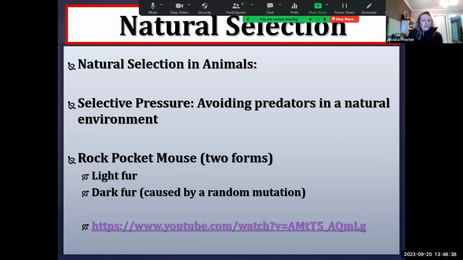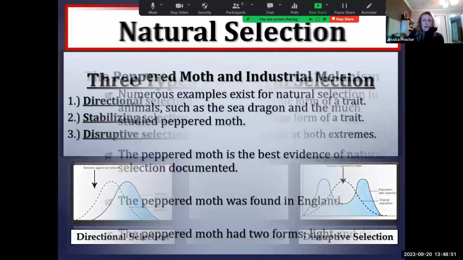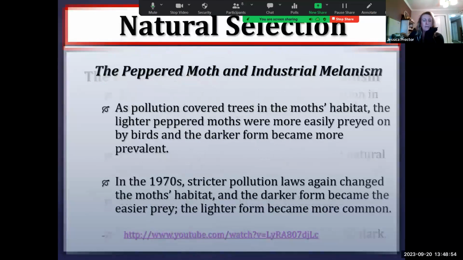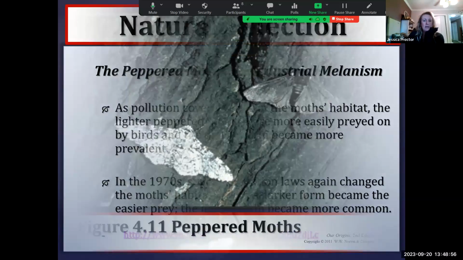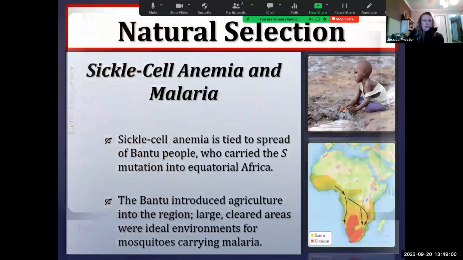All right, so let's look at some examples. We already looked at the rock pocket mouse, but what I really want to show you today, to make sure you're prepared for your online discussion, is an example of natural selection in humans. I'm going to skip forward a couple slides because I really want to get to this example today. We'll talk about the peppered moth next week. But I want to talk about sickle cell anemia and malaria, okay? Because this is a really beautiful example of natural selection and mutation in humans.